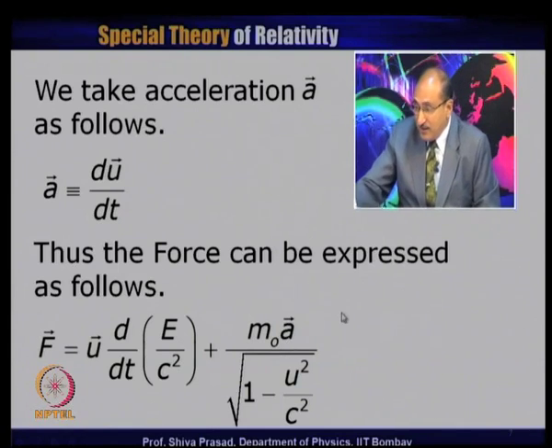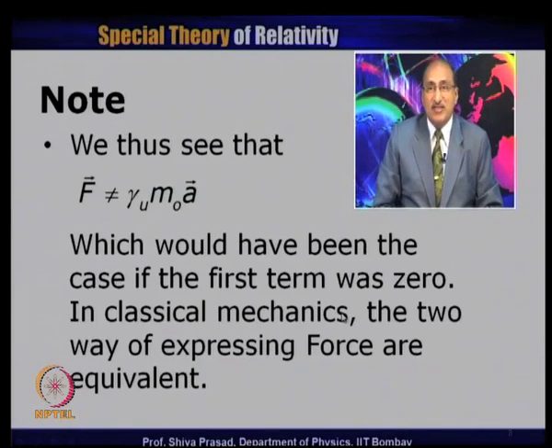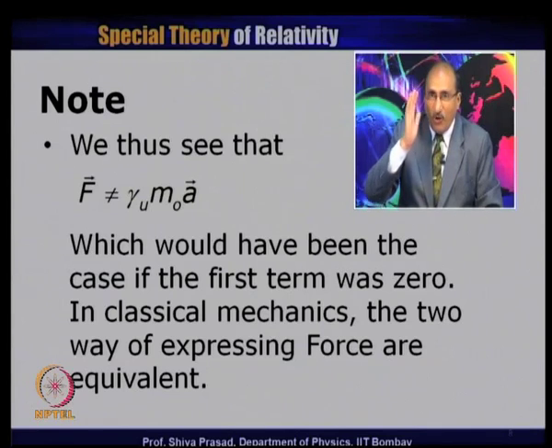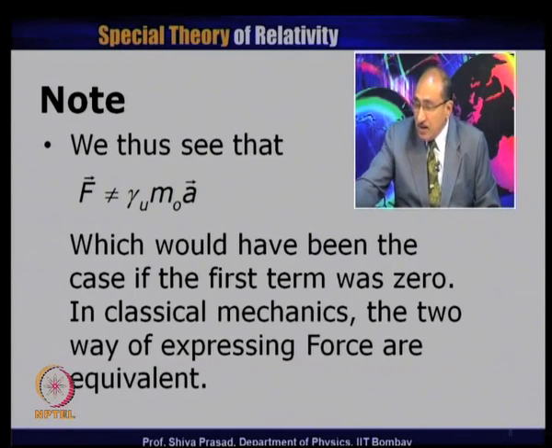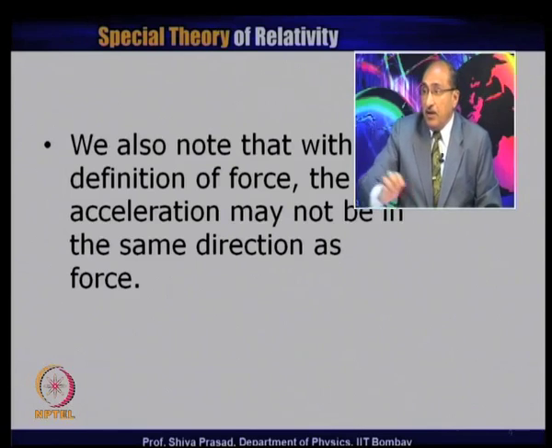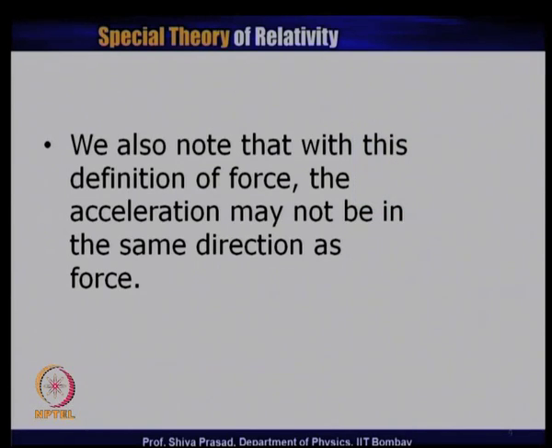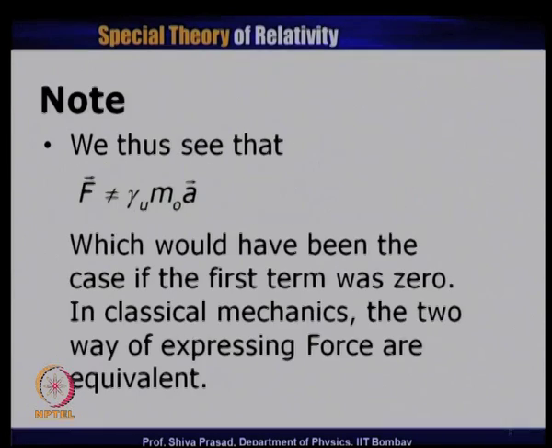Therefore, f is not written in terms of just gamma u m naught a. Remember, as I mentioned in the beginning of this lecture, in classical mechanics these two definitions are equivalent. I could have written force as mass into acceleration, or I could have written force as rate of change of momentum. Here, I take only force as rate of change of momentum, and not in general f equal to ma, which I might have a tendency to use because m depends on the speed of the particle in relativity, so just replace m by gamma u m naught. It does not work that way. The second thing, which is also very interesting, is that the acceleration may not be in the same direction as the force. Let us look here.